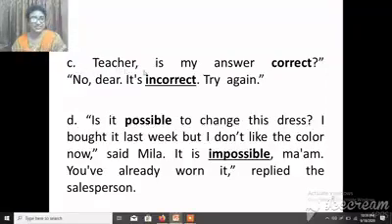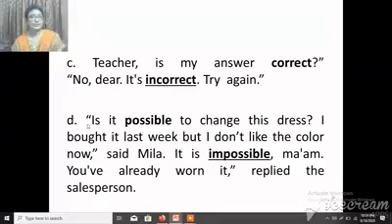Number C. Teacher, is my answer correct? No, dear, it's incorrect. Try again. Correct, and the opposite word is incorrect. The in before correct makes the word incorrect. Okay, the word is underlined because it's a fill in the gaps and we fill with the opposite word of the base word. Correct, incorrect.